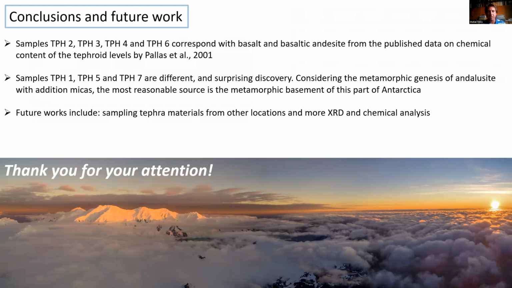Some concluding remarks: samples TPH 2, 3, 4, and 6 correspond with basalt and basaltic andesite from the published data. This is the normal situation, and maybe their source is Deception Island. Samples TPH 1, 5, and 7 are different and are a surprising discovery. I will talk about their possible genesis, and what they are doing in these tephra levels.